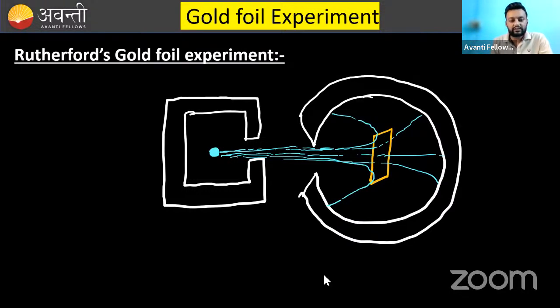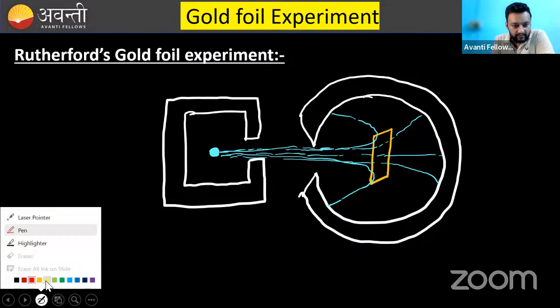First of all, in this chapter we deal with some atomic models. There were various models, various designs that were presented, but the thing starts with Rutherford's gold foil experiment. What is it? It's on your screen. What's happening here? Let's describe it in a little bit of detail.